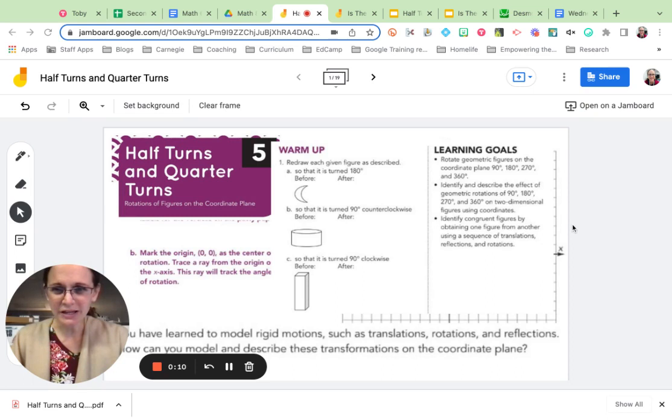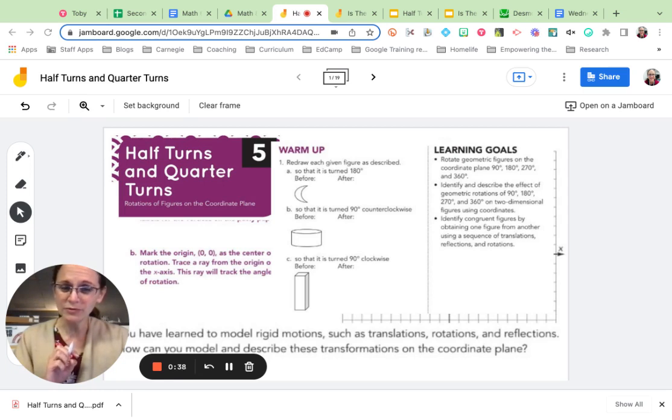First, we want to be able to rotate geometric figures on the coordinate plane 90 degrees, 180 degrees, 270 degrees, and 360 degrees. We also want to be able to identify and describe the effect of geometric rotations on 2D figures. And we want to be able to identify congruent figures by obtaining one figure from another through a sequence of transformations. There's a lot to think about there.